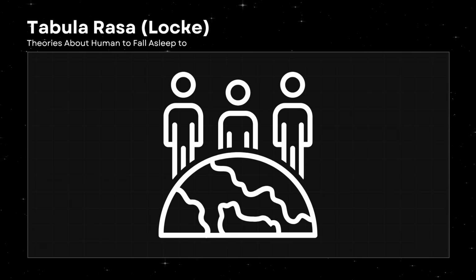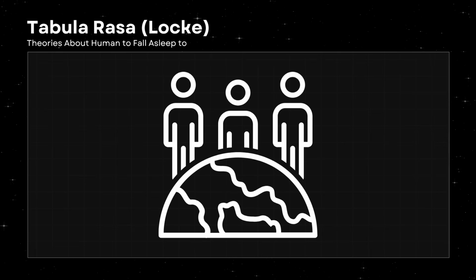Critics of this theory have raised questions. Some point out that babies seem to show preferences very early in life. For example, newborns may prefer to look at faces rather than random shapes. They may respond more to the sound of a human voice than to other sounds. These behaviors suggest that the mind may not be completely blank at birth. There may be basic patterns or instincts built into the brain. Still, Locke's idea remains influential because it highlights how much learning shapes who we become.